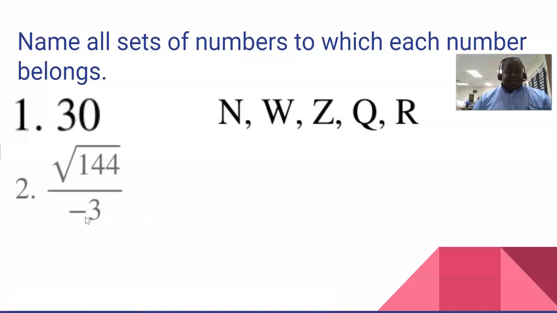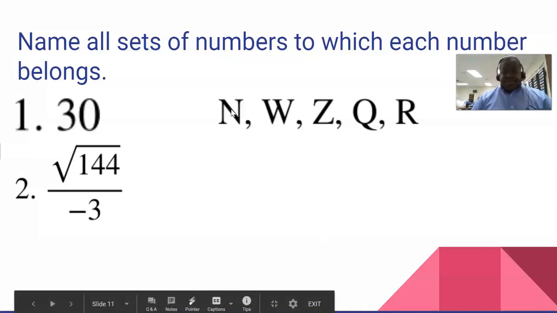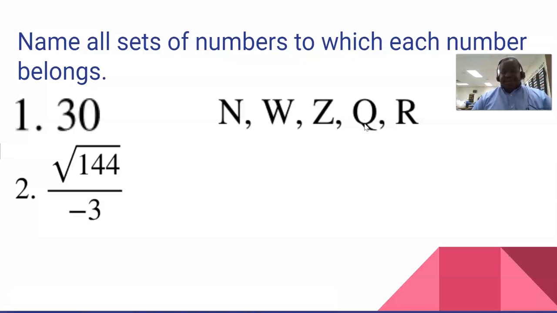So let's look at another example. The square root of 144 over -3. For this particular one, we have to simplify the expression first. The square root of 144 is 12. 12 divided by -3 is -4. So -4 is going to fit into what? It's not a natural number because it's negative. It's not a whole number, but it is an integer. It can be written as a rational, a ratio or a fraction, and it's a real number. So I think it's just those last three.